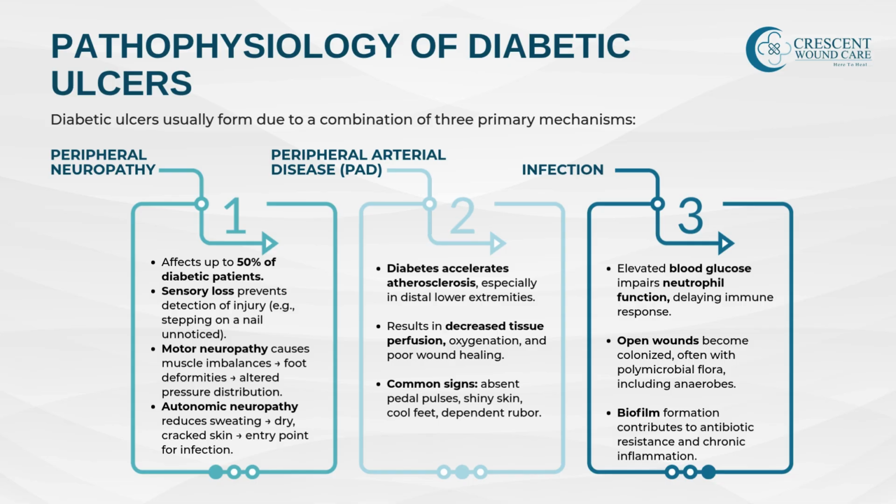Over time, motor neuropathy causes muscle imbalance, leading to deformities like hammer toes or high arches, increasing pressure points on the foot. Autonomic neuropathy dries the skin due to reduced sweat gland activity, making it more prone to cracks and infections. 2. Peripheral arterial disease, PAD.